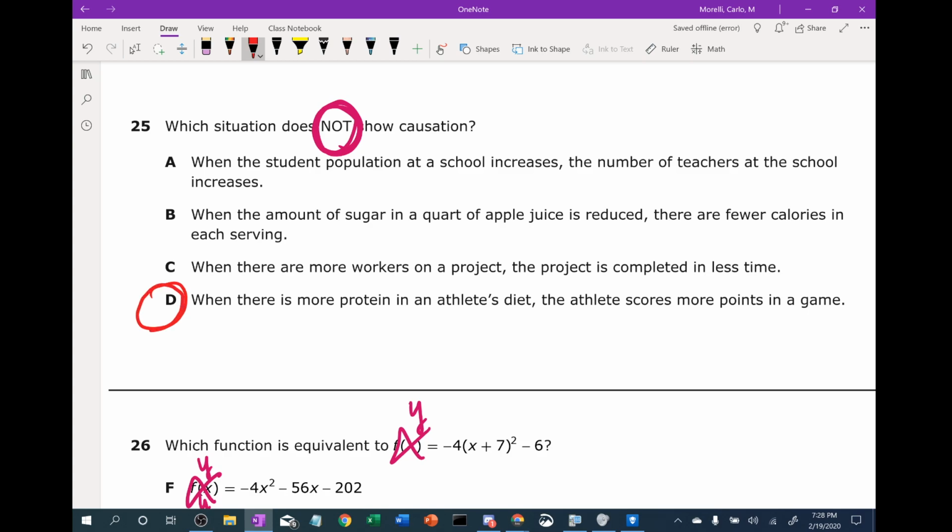And I'm going to be honest with you, I don't like these questions very much because you could make arguments. Yeah, we're doing both. We're doing anything you want from either test. I don't like these questions because you could kind of make an argument on a lot of these. But the most correct answer that does not show causation would be D.